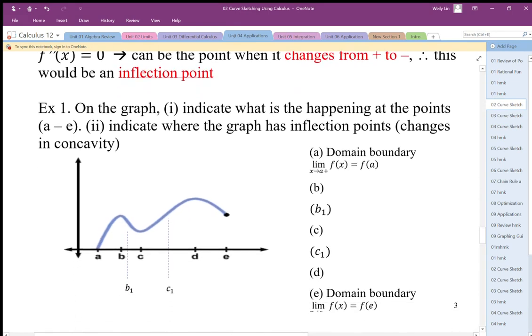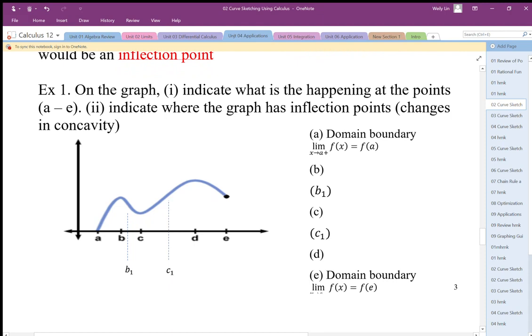So if I take a look at this graph here, we can start picking out points here. Well, A represents the domain boundary, so as I approach A from the positive side, I get the y coordinate at A. B is going to be that coordinate there. So that is a maximum point. Okay, so what's happening here is that the f prime value at B is equal to 0. We have a horizontal tangent.